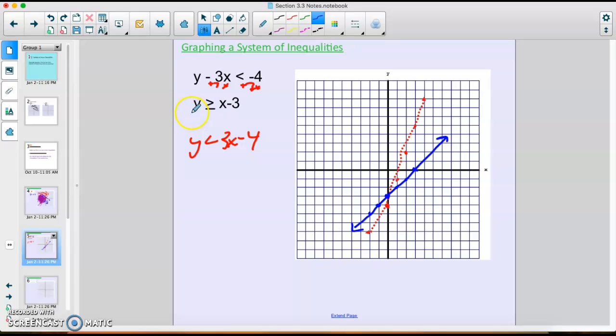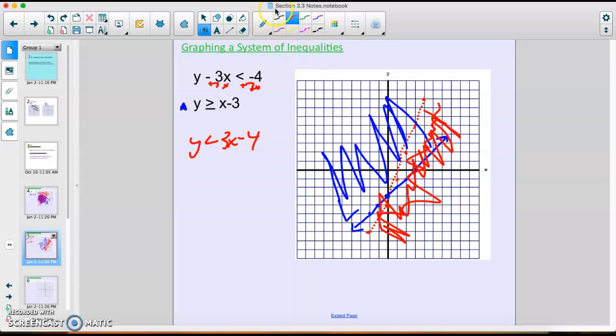So for the blue one, everything is greater than or equal to, so it's everything above. Then for the red one, it's less than, right? And so it's below. Oops, missed it. Okay, and so where is it both blue and red? It'd be right in this little window right here. So that's our solution area.